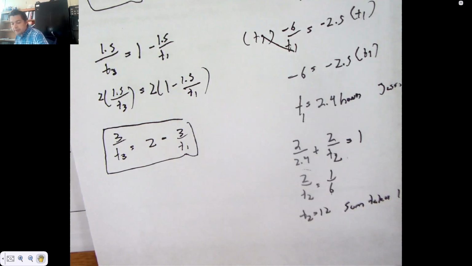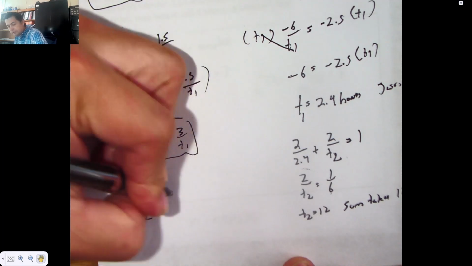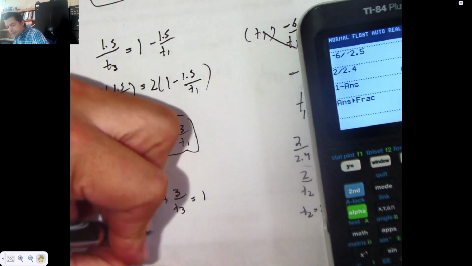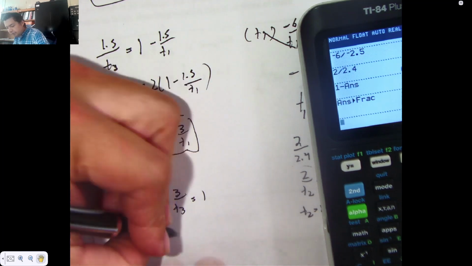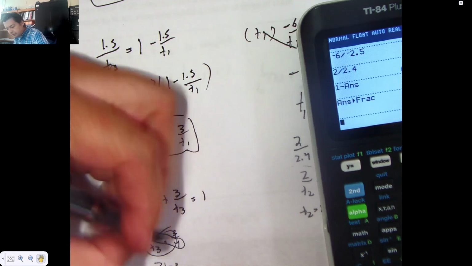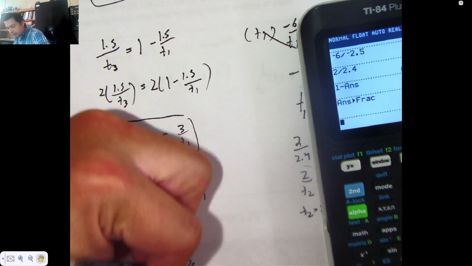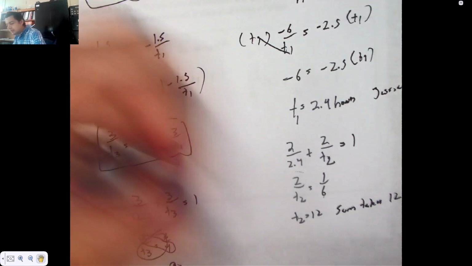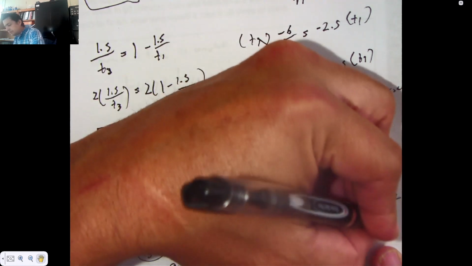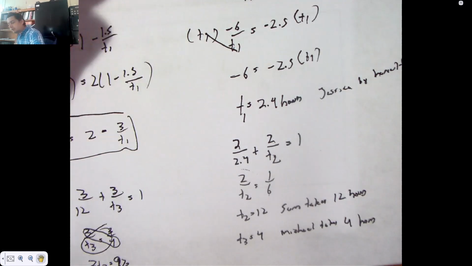And then we talk about Michael down here at the bottom. So 3 over time 2, which is 12, plus 3 over time 3, which is Michael, is 1. 3/12 is a quarter. 3 over time 3 is 3/4. Kind of cross multiply here. 3T3 equals 12, and time 3 is 4 hours. So time 3 is 4, and that was Michael. Michael takes 4 hours. Oh my Lanta, that was a lot of work.